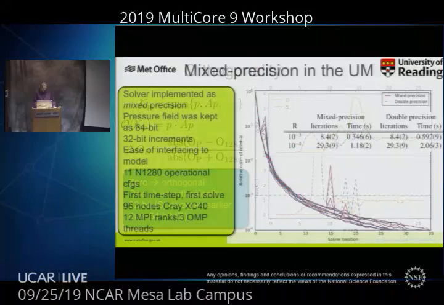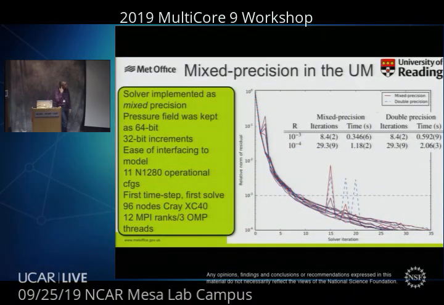Okay, so let's do it in the real thing. This is actually running a mixed precision solver in the unified model. The solver is implemented in mixed precision. The pressure field was kept in 64-bit the whole time, with 32-bit increments to it, mostly due to the ease of interfacing with the rest of the model rather than for anything else, but it just means it's easy to make it work. So this is looking at 11 different operational configurations.